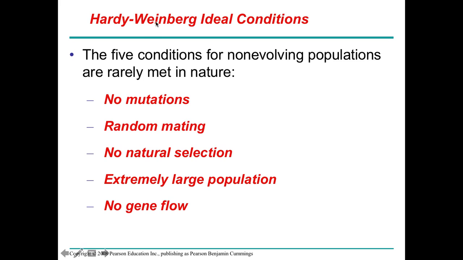Now, you can see from these bullets that this is probably really never going to happen that often in nature, because all of these things just happen in nature. That's why evolution and adaptation is just so common, because these 5 conditions are rarely ever met.